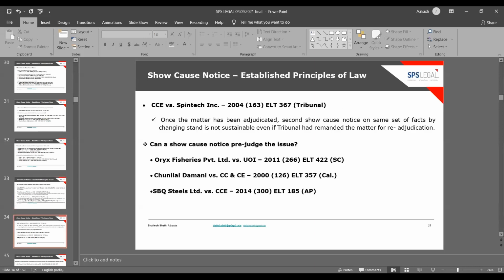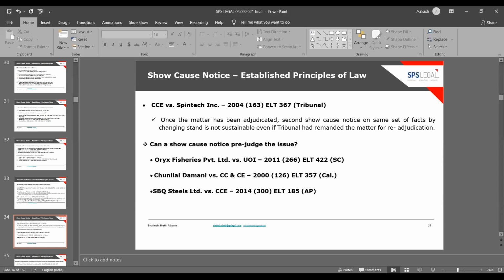In the Spintech Limited case, the tribunal said that once the matter has been adjudicated, a second show cause notice on the same set of facts and changing the stand is not sustainable, even if the tribunal had remanded the matter for re-adjudication. When the matter is remanded for fresh adjudication, the department cannot create a new case because the remand order of the tribunal is binding on the department unless otherwise separately challenged and set aside. So the department cannot go beyond the scope of the directions in the remand order. This is again an important aspect.